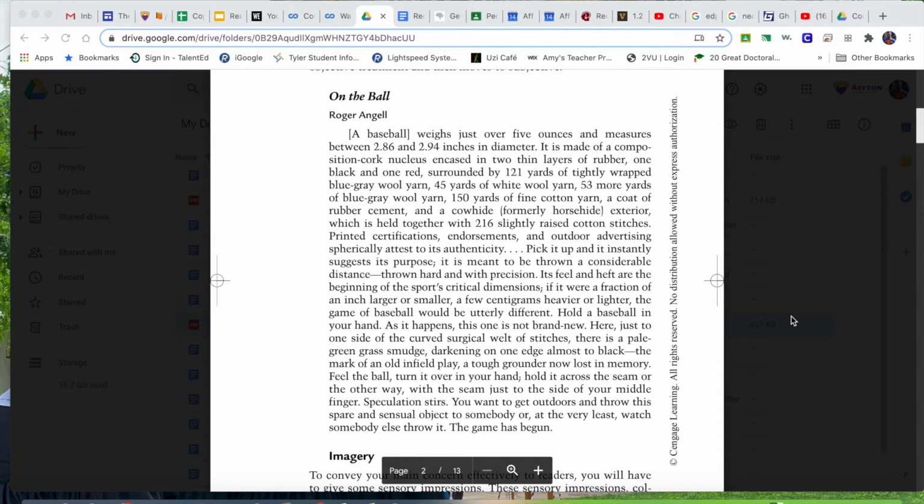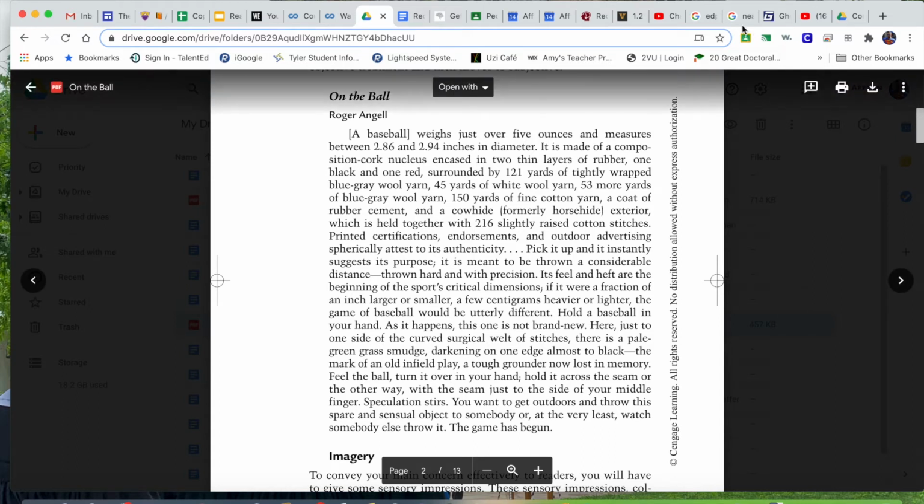Feel the ball. Turn it over in your hand, hold it across the seam or the other way with the seam just to the side of your middle finger. Speculation stirs. You want to get outdoors and throw this spare and sensual object to someone, or at the very least, watch someone else throw it. The game has begun.